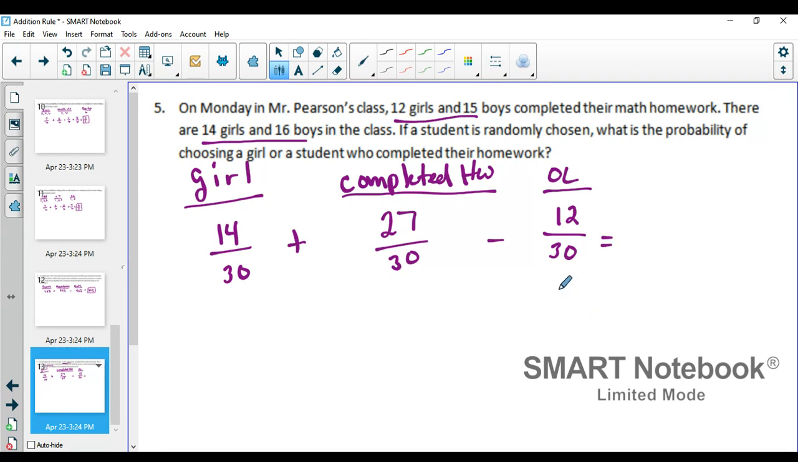So 14 plus 27 is 41. And then if you subtract the 12, you get 29. So the probability of choosing a girl or a student that has completed their homework is 29 out of 30. And that 1/30th is the one boy that did not turn in his homework.